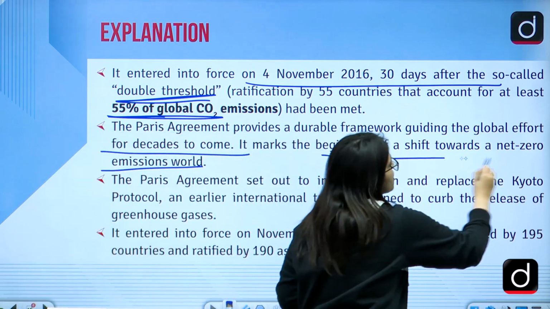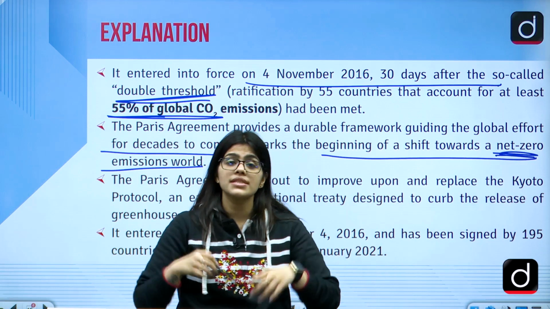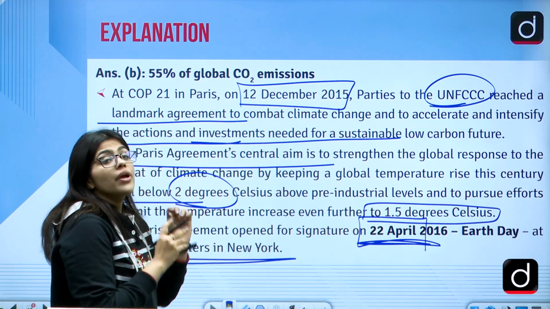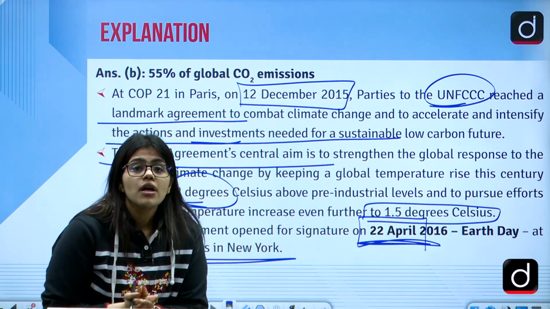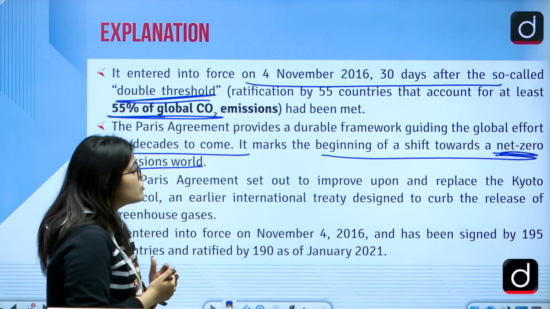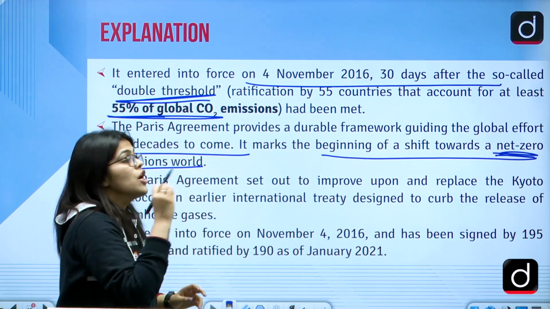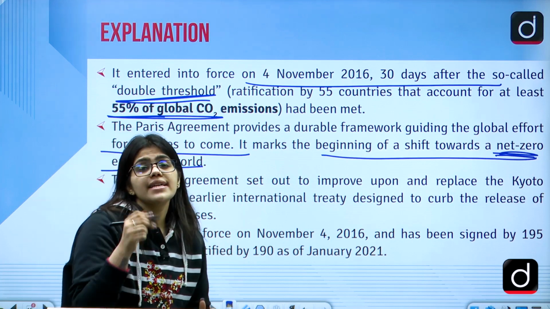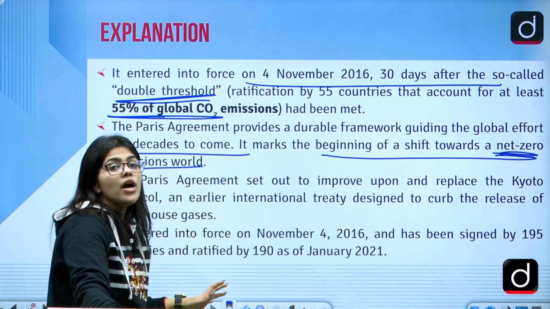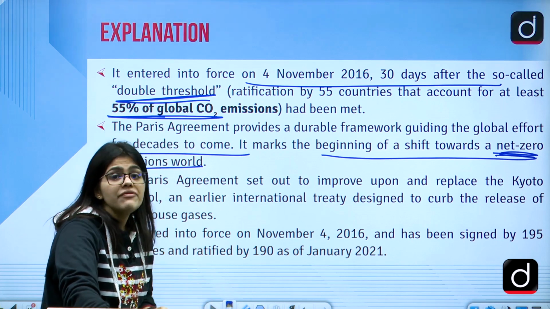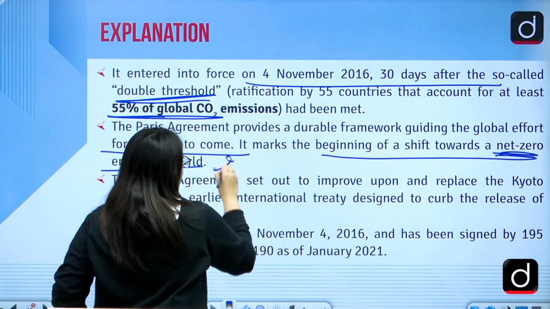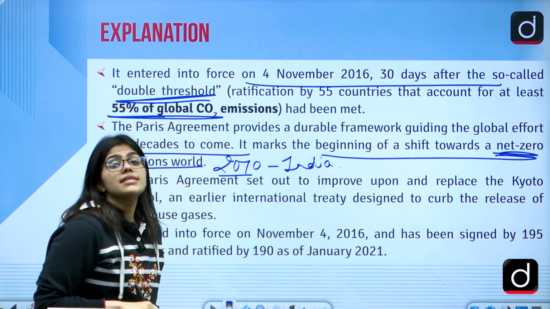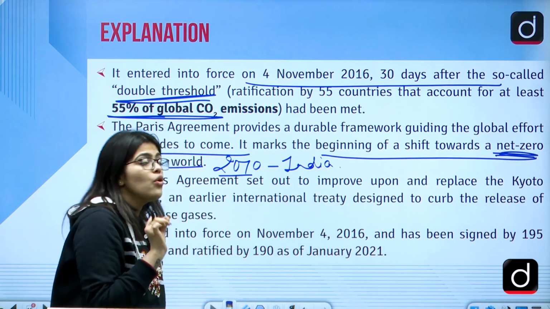Why is it so important? Because here we want a sustainable future, a future that you can call a low carbon future. We are working towards a low carbon future and shifting towards a net zero emission world. This is also one INDC of India. We want to achieve net zero emission by 2070. India said that by 2070 there would be zero emission. You should all know all of these things.